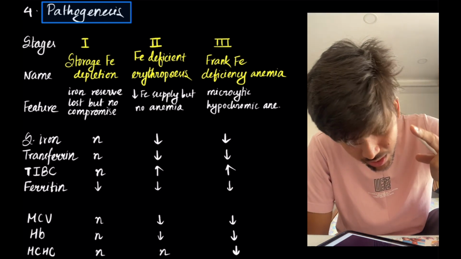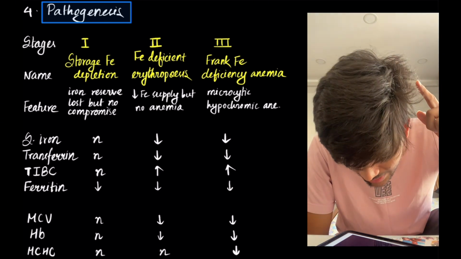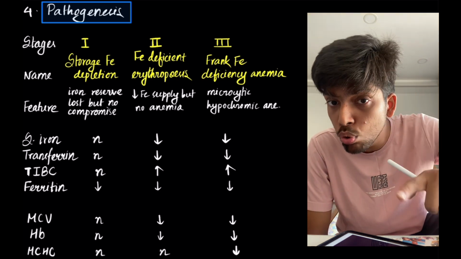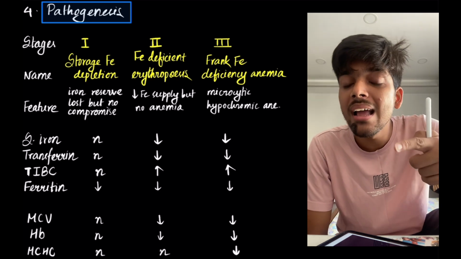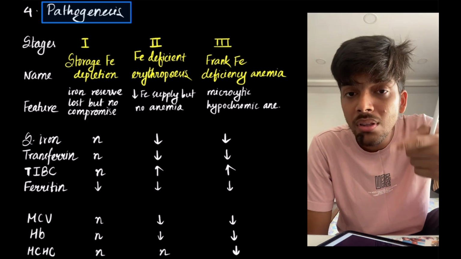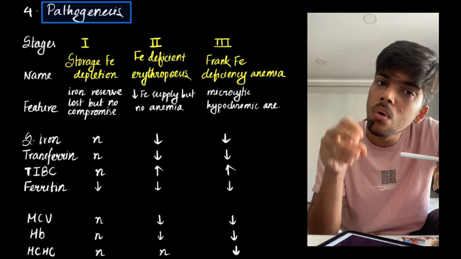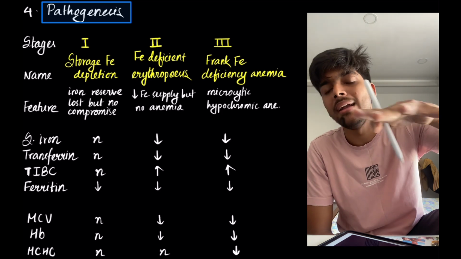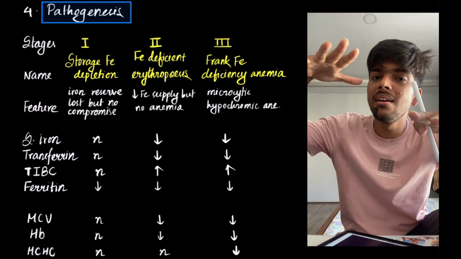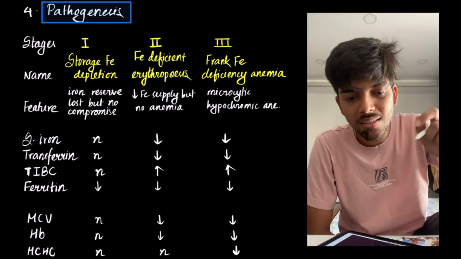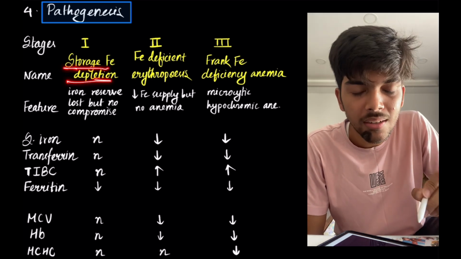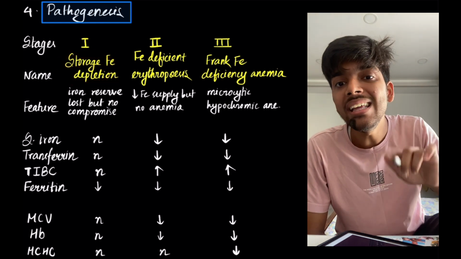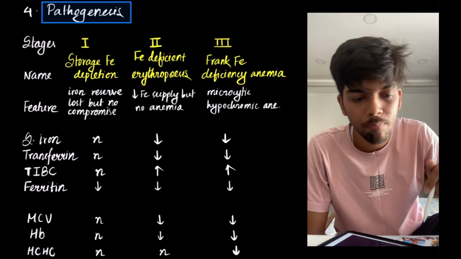So what happens initially? Let's say there is less absorption of iron. So the iron level in the blood is supposed to go down. However, there is stored iron in the liver, so the liver starts giving away this stored iron to the blood. As a result, the level of iron in the blood is maintained, but the storage iron reduces. This stage is called storage iron depletion. Why? Because there is depletion in storage iron, but the iron level in the blood remains the same.